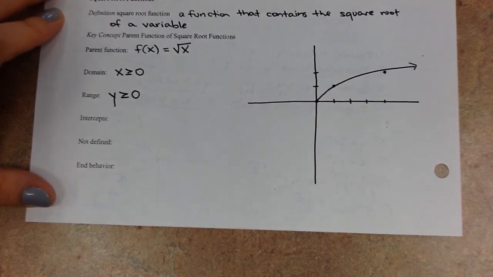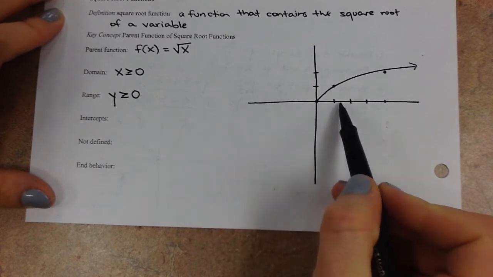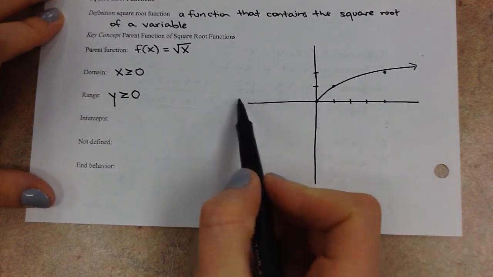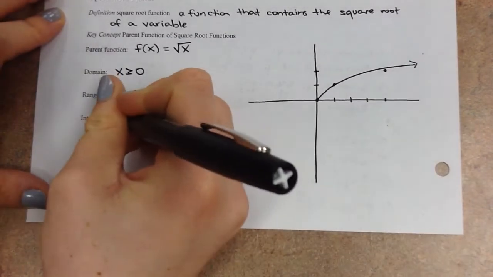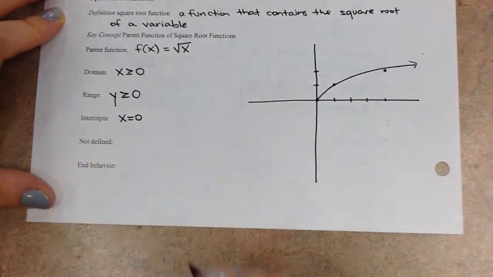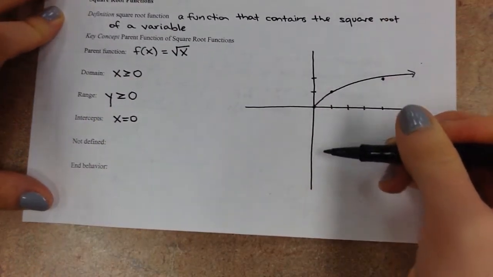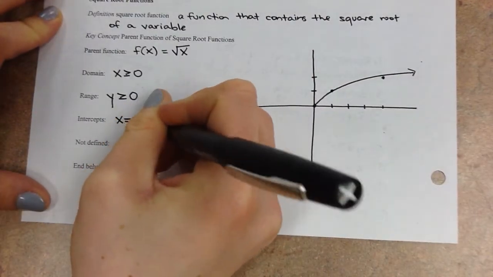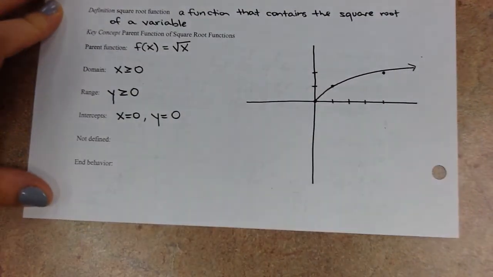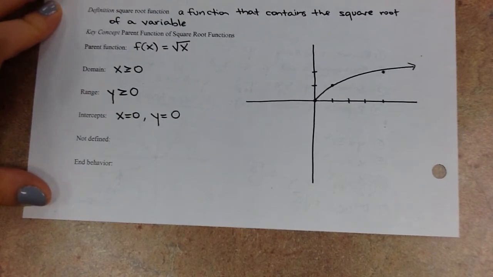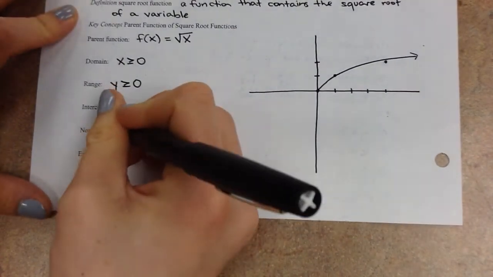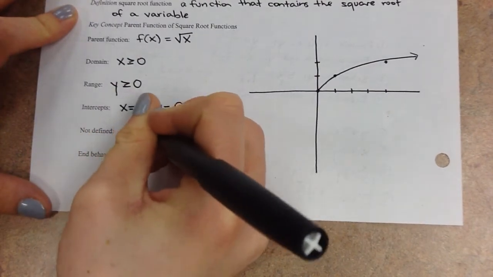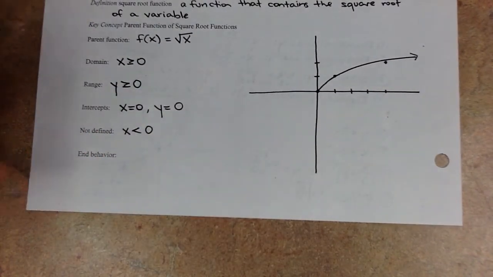Intercepts. Where is our x-intercept? AKA, when does the function hit the x-axis? That would be right here. So our x-intercept is 0. And then where does our function hit the y-axis? And that would also be right here. So our y-intercept is also 0. When is the function not defined? Not defined meaning we're not allowed to plug in certain values of x. Function is not defined when x is less than 0. Again, we can't take square roots of negative numbers.